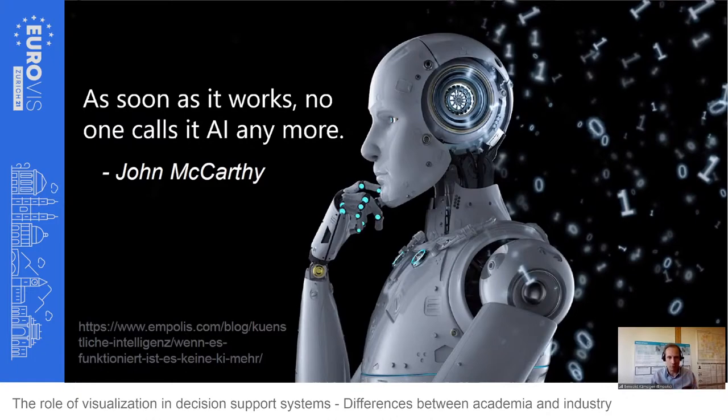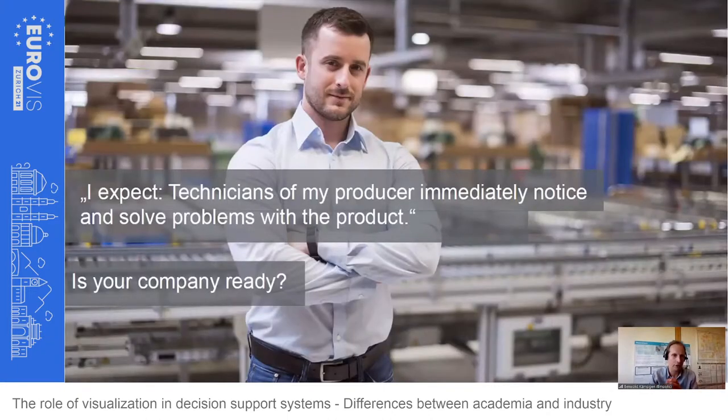And now I brought with me two examples of now applying clever, intelligent solutions to industrial problems. The first one is in customer service. There are huge changes in customer service. Customers like, for example, Vodafone end users calling at Vodafone, or a company buying a huge printer from König & Bauer, or a robot from KUKA, they expect technicians of my producer to immediately notice and solve problems with the product. And the question is, are these companies ready to provide this kind of service?